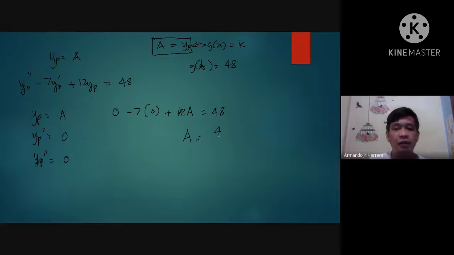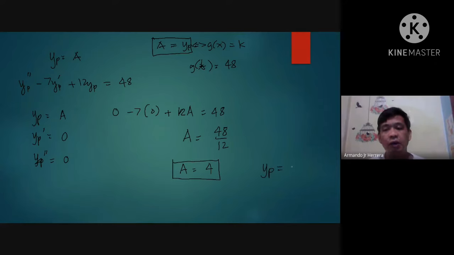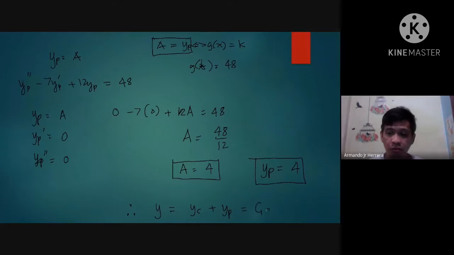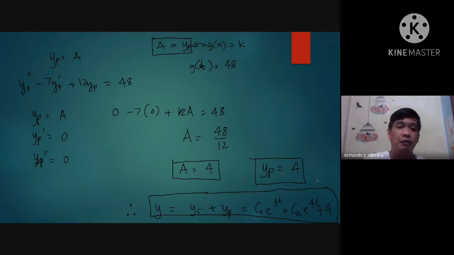Then a here is 48 over 12. Then how much is a? That's 4. So if a is 4, then yp is equal to 4. So therefore, our general solution y is equal to yc plus yp, and our yc is c1 e to the 3t plus c2 e to the 4t plus yp, which is equal to 4. So that will be our answer: C1 e to the 3t plus C2 e to the 4t plus 4.